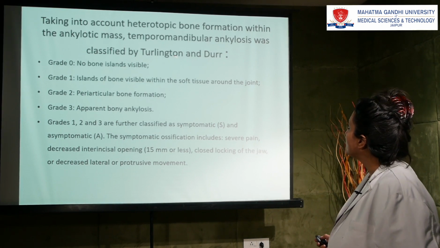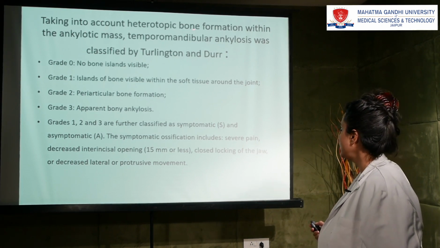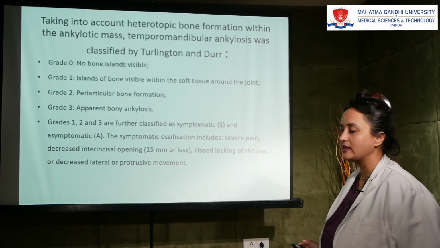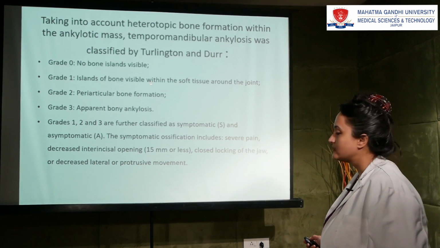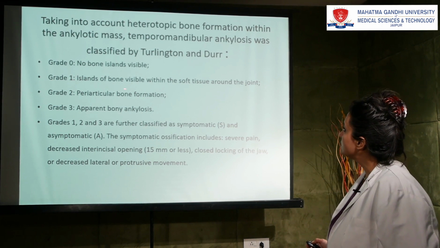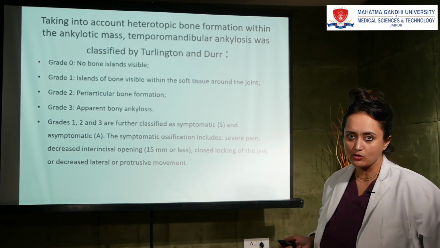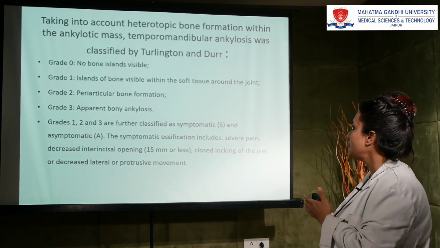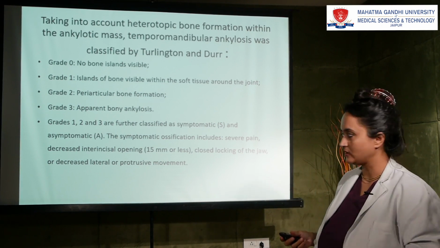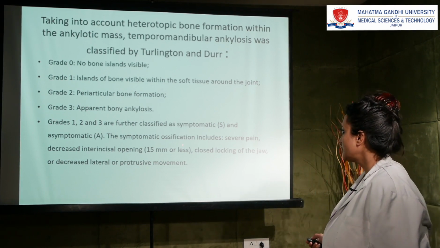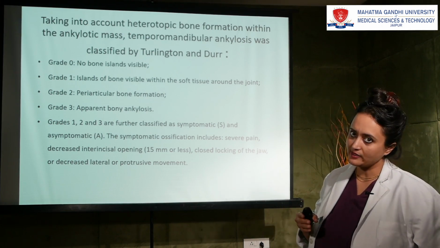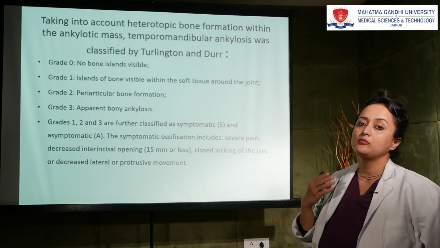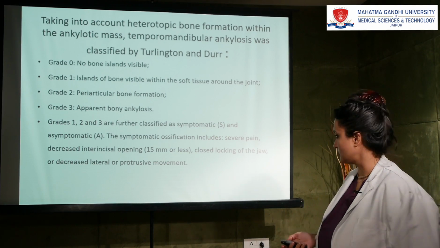Now taking into account heterotopic bone formation within the ankylotic mass, TMJ ankylosis was classified by Turlington and Durr as grade 0, grade 1, 2 and 3. Grade 0 is where no bone islands are visible. In grade 1 there are islands of bone visible within the soft tissues and around the joints. In grade 2 there is only periarticular bone formation, and in grade 3 there is very apparent bony ankylosis. Now grade 1, 2 and 3 are further classified as symptomatic and asymptomatic. What is symptomatic? The patient will either have pain, reduced mouth opening and problems in retrusive and protrusive movement of the jaws.